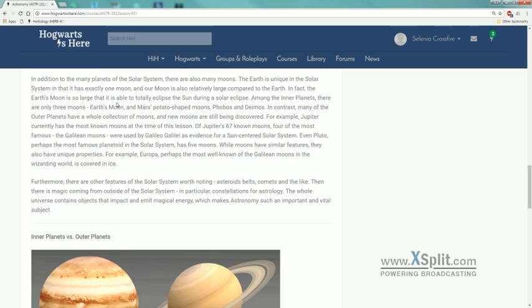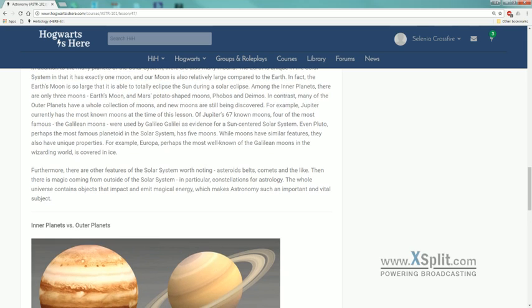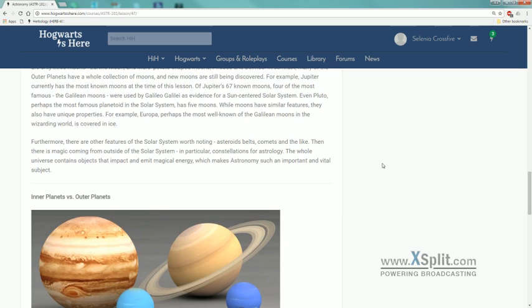In contrast, many of the outer planets have a whole collection of moons, and new moons are still being discovered. For example, Jupiter currently has the most known moons at the time of this lesson. Of Jupiter's 67 known moons, four of the most famous, the Galilean moons, were used by Galilei as evidence for a sun-centered solar system. Even Pluto, perhaps the most famous planetoid in the solar system, has 5 moons.